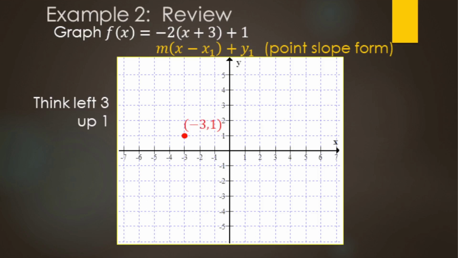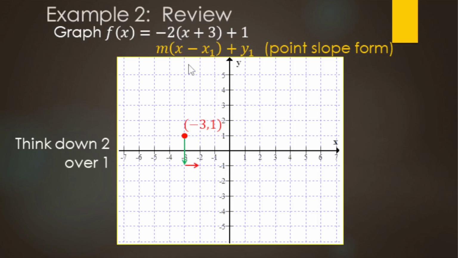Now, after you have your first point there, now it's time to apply the slope. So we're just going to go down 2, right? -2 and over 1. And there's our line. So we normally draw it that way, and then we go back and draw it the other way as well.